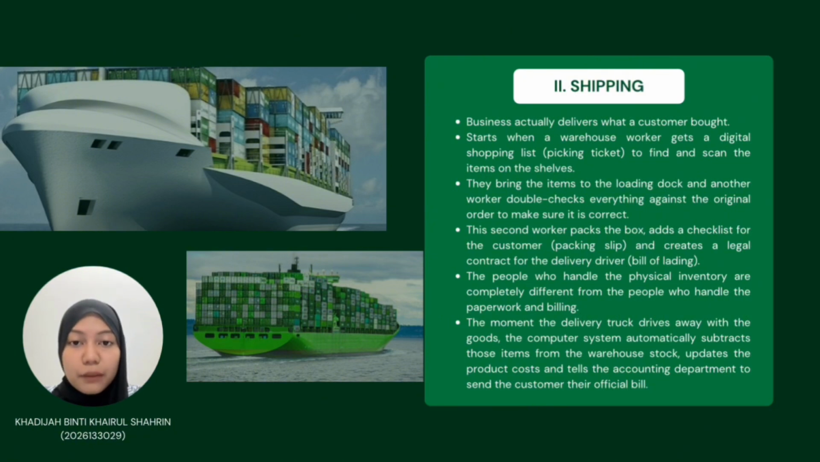This second worker packs the box, adds a checklist for the customer called a packing slip, and creates a legal contract for the delivery driver called a bill of lading. To prevent theft and cheating, companies make sure the people who handle the physical inventory are completely different from the people who handle the paperwork and billing.